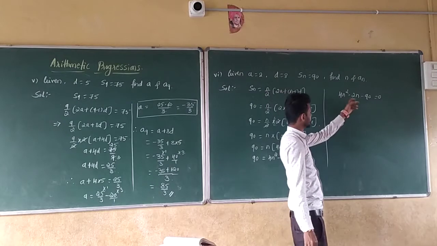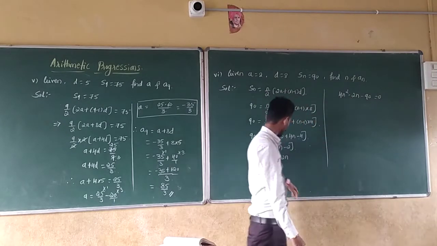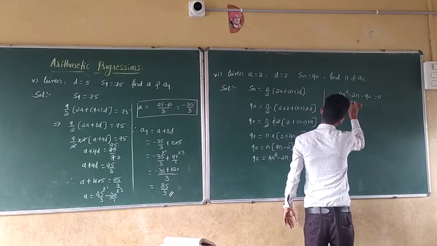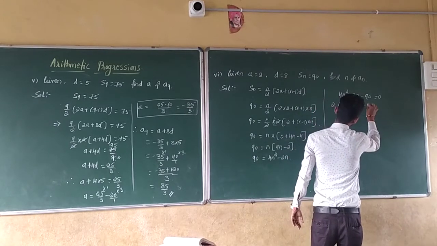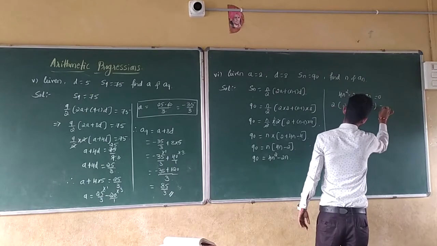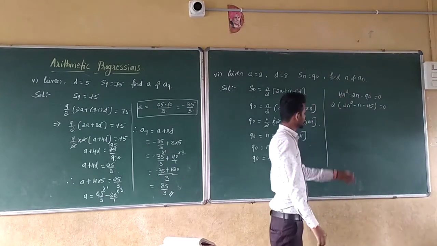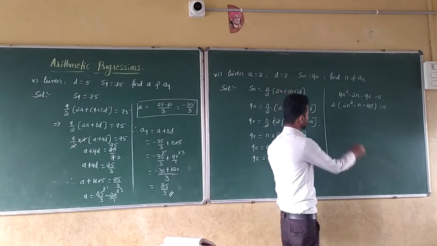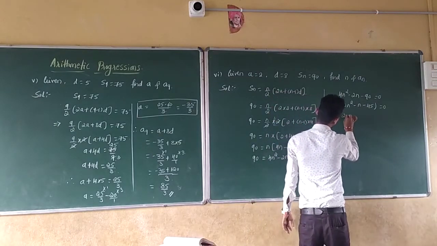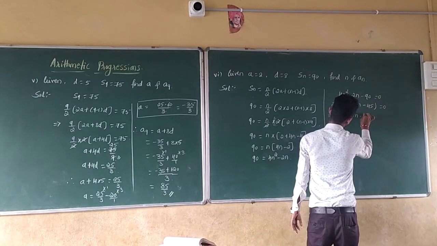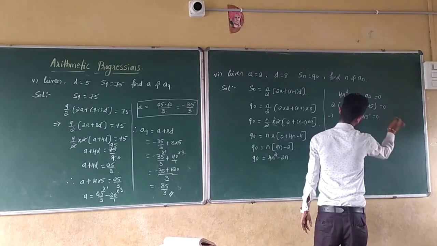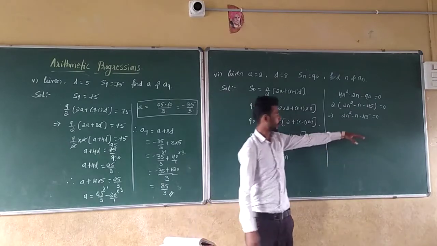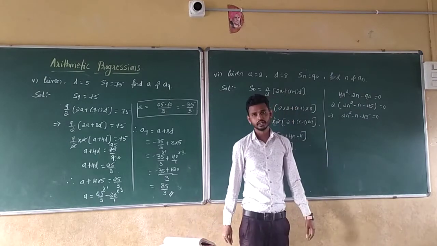So what is common in all these? 2 is common there. Take that outside. What do you get? 2n square minus n minus 45 equals 0. So take 2 to the RHS, that will become 0 by 2. 0 by 2 means 0. So what do you get now? Here 2n square minus n minus 45 equals 0. Now this is a quadratic equation in n.